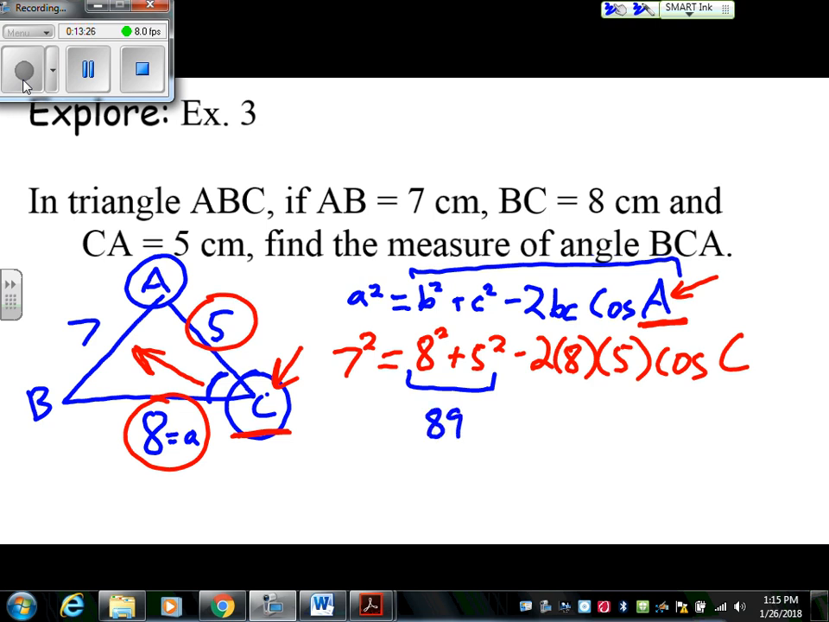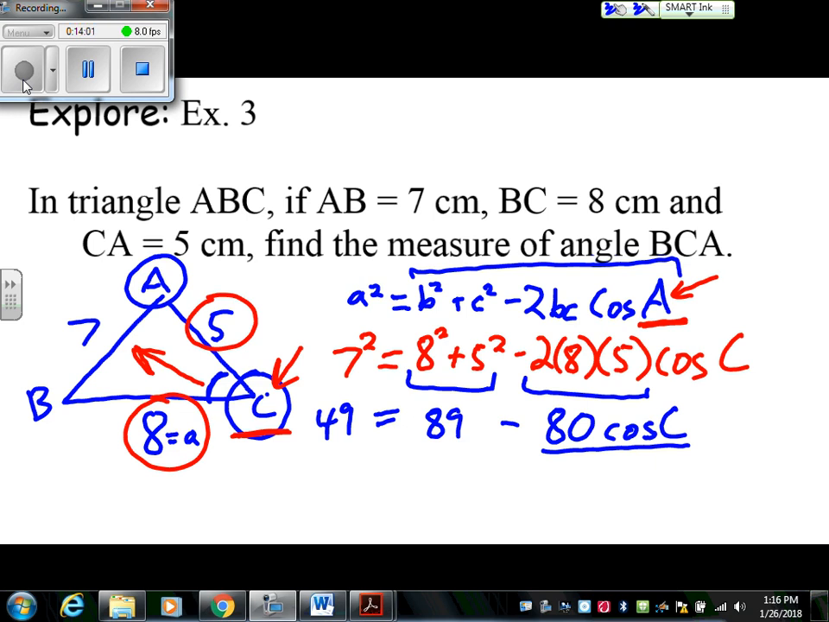And then I'll do all of this right here. And so I've got the 2 and the 5 and the 8, which is going to become 80. But there's a minus sign in front of it, so it's minus 80 cosine C, a variable there. And then finally, all that equals 49. Now, I'm trying to get my variable alone, but there's 2 terms on the right side of the equation. There's the 80 cosine C, which I cannot combine with the 89. Let me say that again. I cannot combine it with the 89 because the 89 is just a whole number, whereas the negative 80 cosine C has this variable trapped in it.